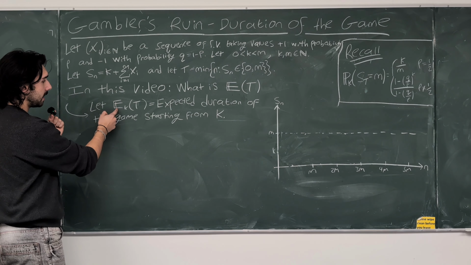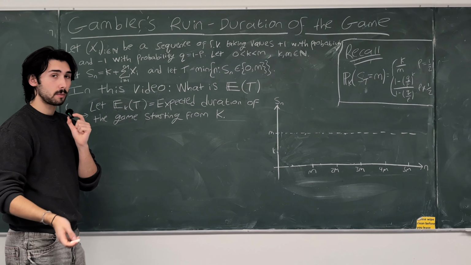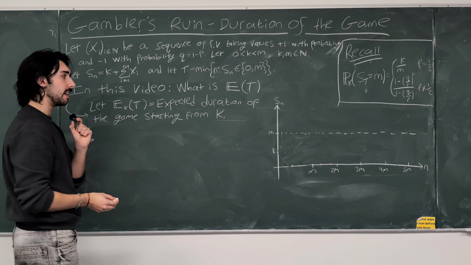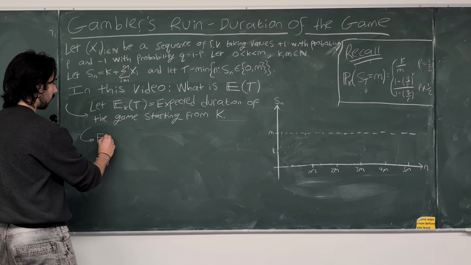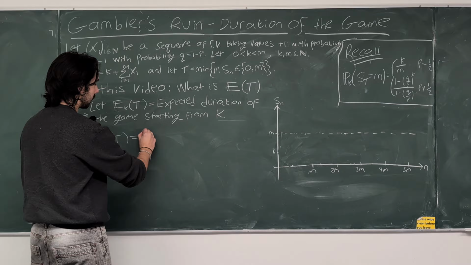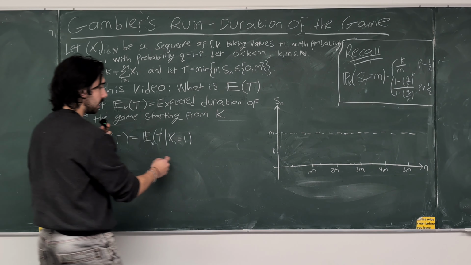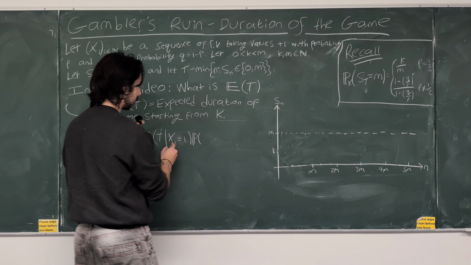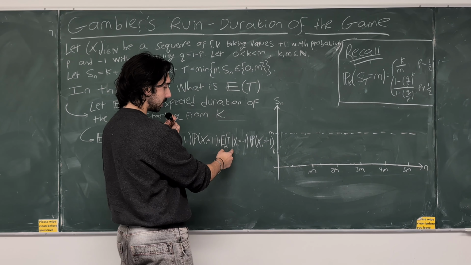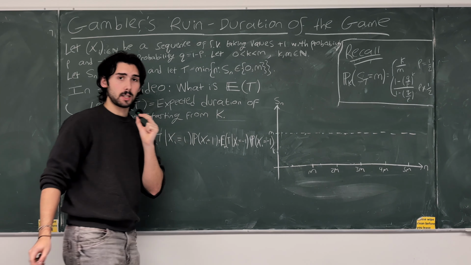Okay, so let E sub k of T be the expected duration of the game if you start from k. That's just some notation. Then what I can do is take a weighted average of this to rewrite it. It's kind of like the partition theorem. So I can rewrite the expected value of T, given that I've started at k, as the expected value of T given that X1 equals 1 when I started from k, times the probability of this happening, the probability that X1 is actually equal to 1, plus the expected value of T given that X1 equals minus 1 starting from k, times the probability that X1 is equal to minus 1.